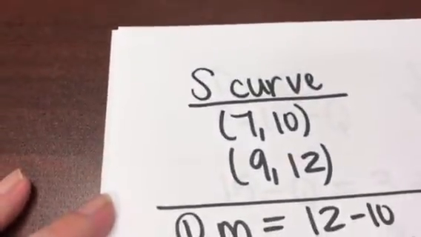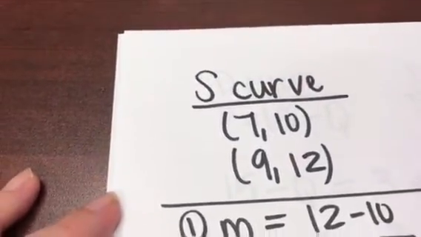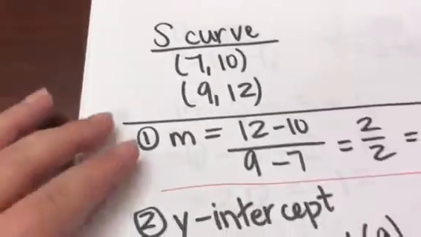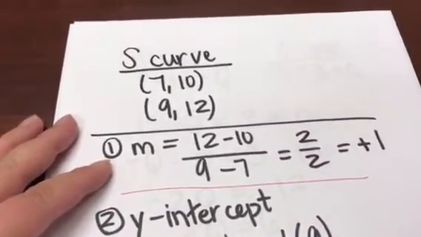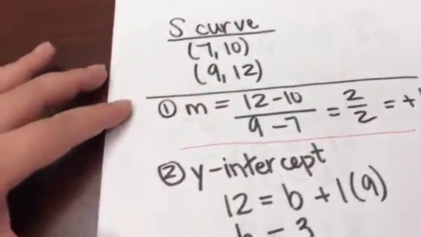So these are our 2 points on the supply curve, (7, 10) and (9, 12). Again, same process. So slope, rise over run, or delta P over delta Q. I would end up with 2 over 2, or positive 1 for my slope.